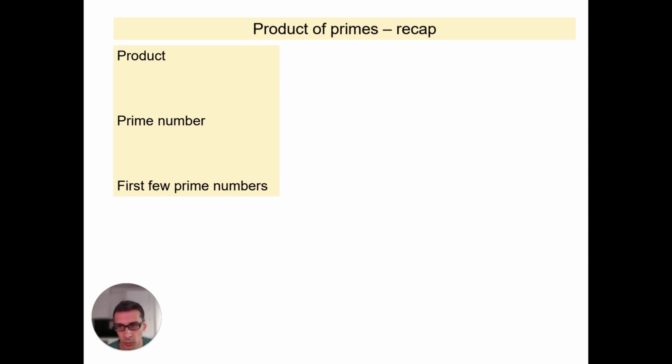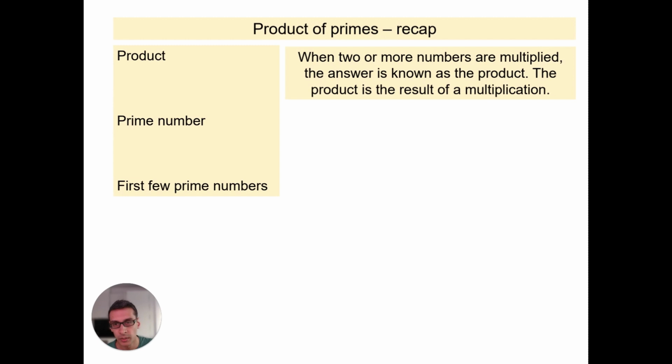So first of all, when we're talking about product, we are talking about when two or more numbers are multiplied together, you get the product. So the product of 5 and 2 is 10. The product of 8 and 3 is 24, and so on. So when you're writing something as a product of prime numbers, it means you're writing it as a multiplication.